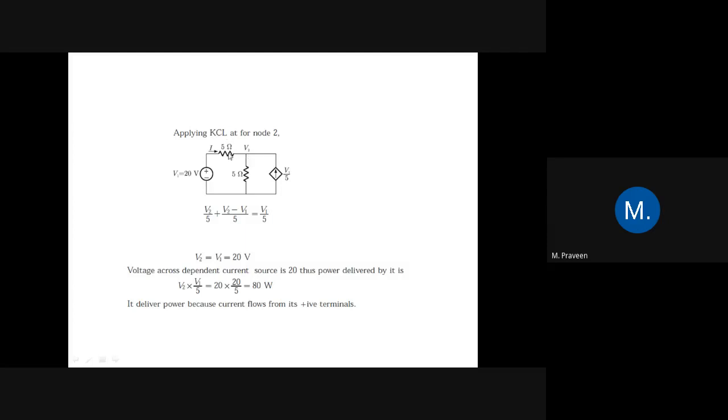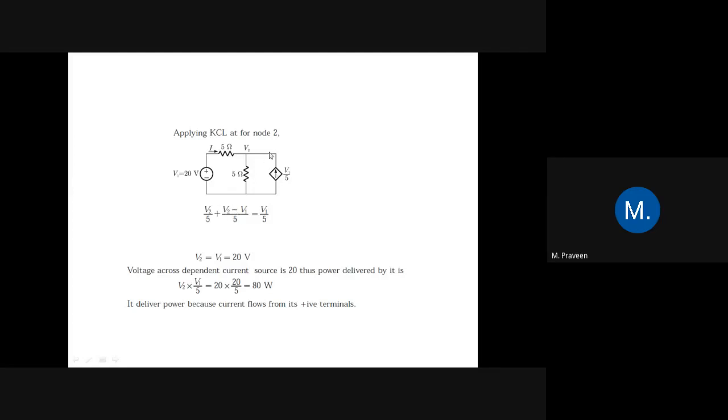If you write the KCL equation, we have 3 branches at the junction: this one is first, this one is second, and this one is third. For the first, you will get V2 minus V1 divided by the R value. The R value is given as 5, so for this branch it is V2 minus V1 divided by 5, and for this branch we get V2 by 5.